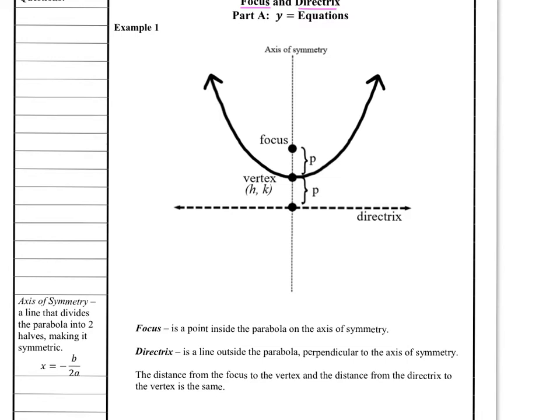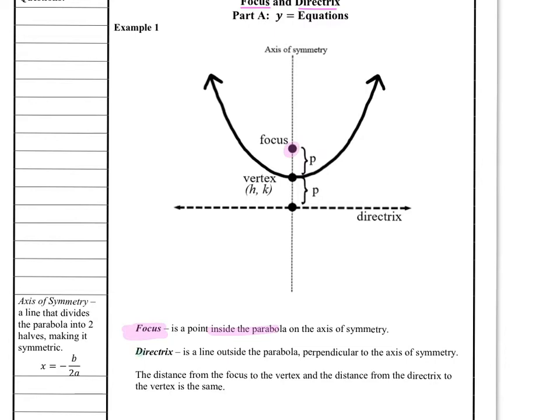So the first vocab word is the focus. The focus is a point on the inside of the parabola on the axis of symmetry. So the focus of this parabola is this dot right there. It's the point, again, on the inside of the parabola that's right on the axis of symmetry.